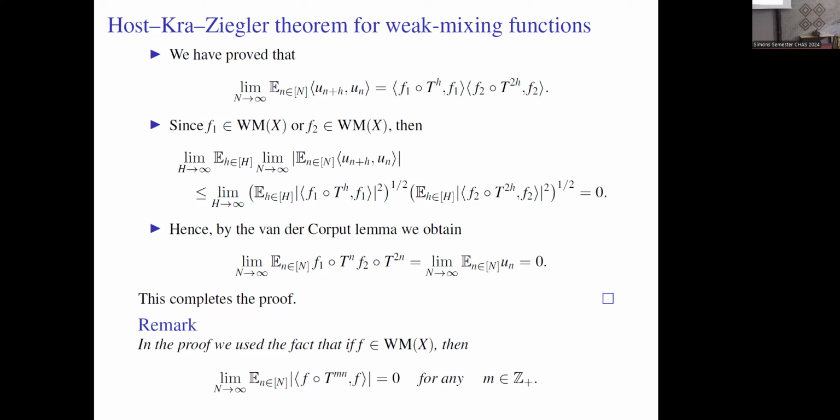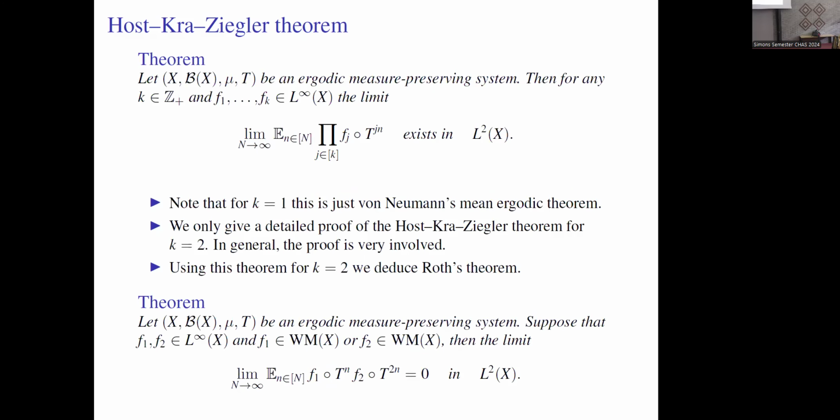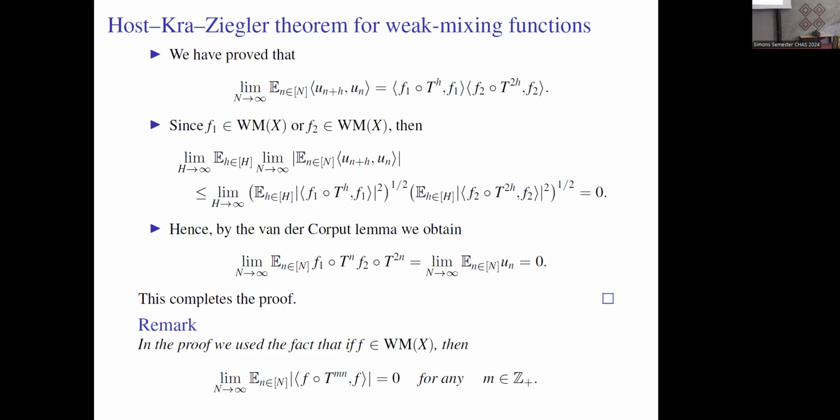So, and that's how the proof goes for the Furstenberg-Ziegler theorem for weakly mixing functions. And in fact, here we use this fact that if f is weakly mixing, then any power of this function is weakly mixing. This is what follows from this characterization of weak mixing.